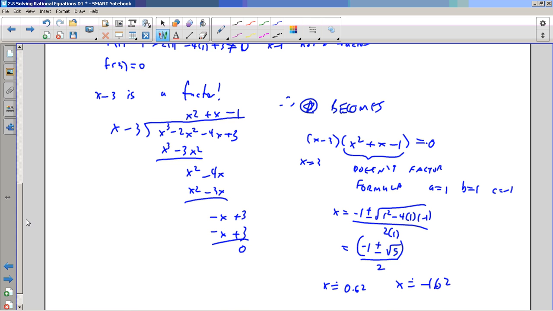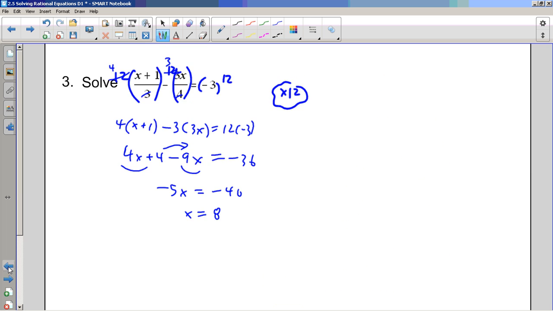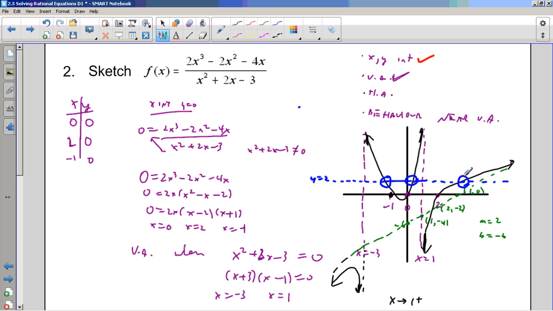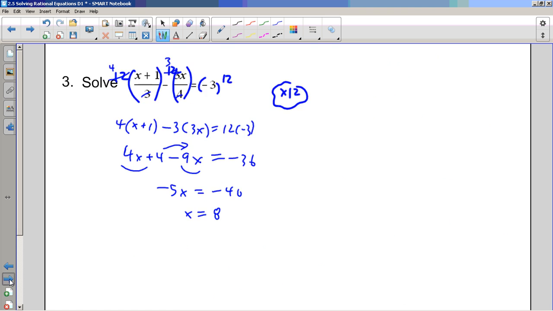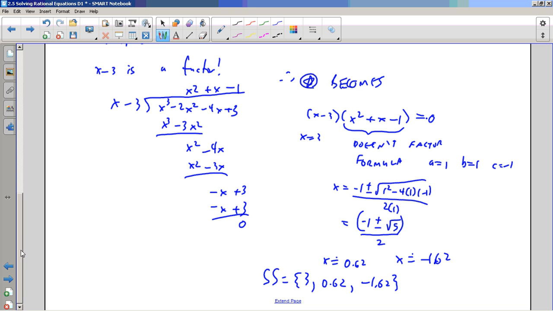So that means my original equation has 3 solutions. My solution set was 3, 0.62, and negative 1.62. And let's just go back and check our sketch and see if those are believable solutions. 3, in fact, there was a 3, and we've got 0.62 and negative 1 point something. What was it? Negative 1.62. Yeah, that's believable. Dandy. So that actually matches our sketch.